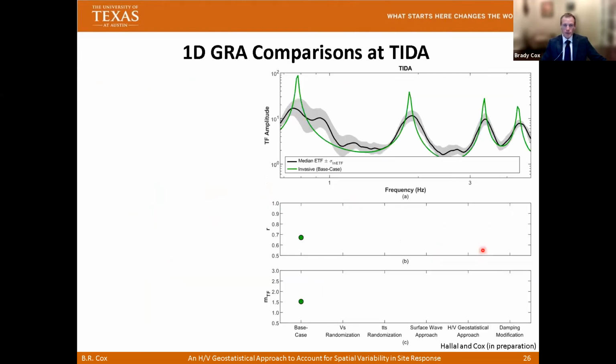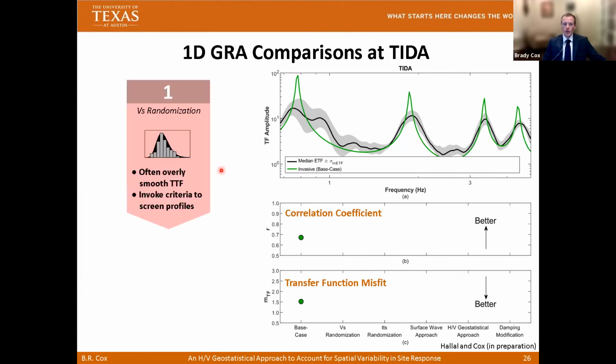So let me show you a summary of these results. Here we have Treasure Island, and you have in gray the empirical transfer function. The green line is the ground response from the single shear wave velocity profile measured at the site. We then look at the correlation coefficient and the transfer function misfit for that green line, and we add the Vs randomization profile. And you can see that by including shear wave velocity variability, we increase the correlation coefficient, but we actually make the transfer function misfit worse.